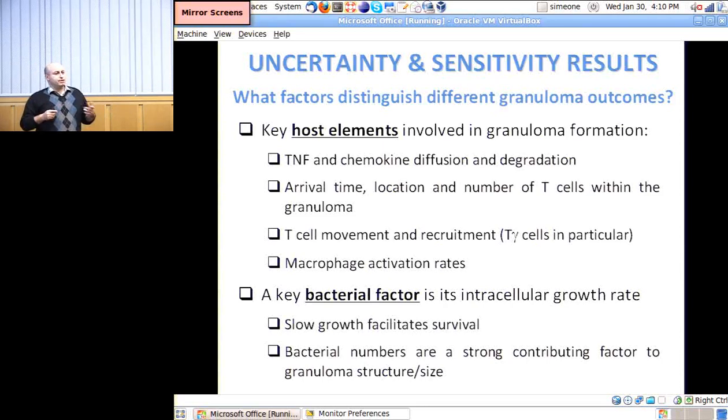I mean, viral infections double, and even some bacterial infections can double in a matter of minutes. So the slow growth makes at least the initial part of the infection undetected by the immune system. And that's probably important to establish that niche that allows the formation of the granuloma and persistence later on. And overall, we found that bacterial numbers are a strong contributing factor to the size and the structure of the granuloma.